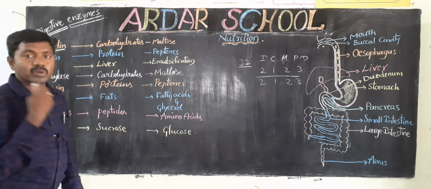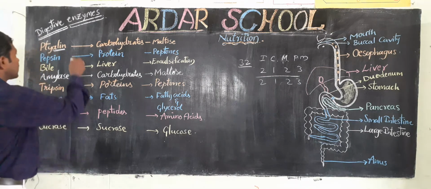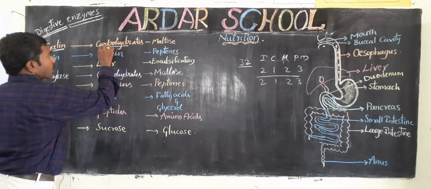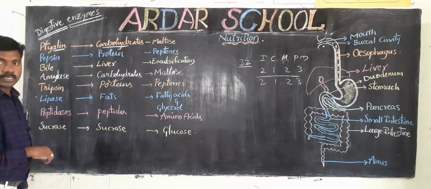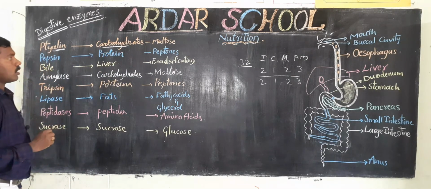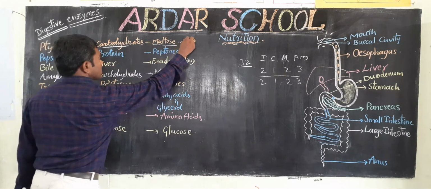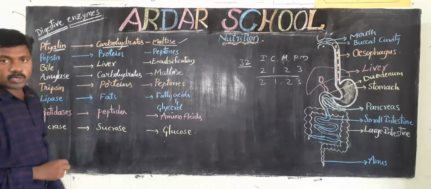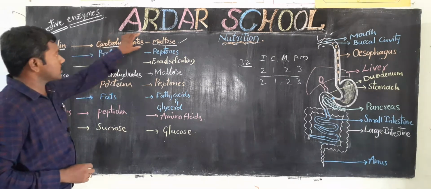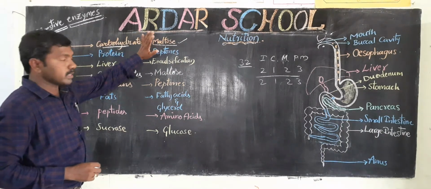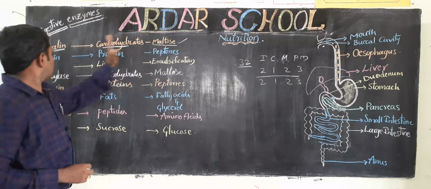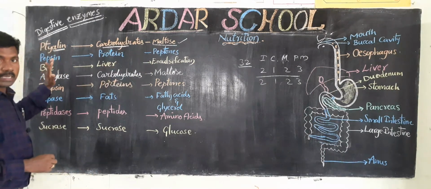What is the main function of ptyalin? It acts on carbohydrates. So carbohydrates turn into maltose. What, children? Maltose. Carbohydrates turn into maltose. That is the main function of the enzyme ptyalin.